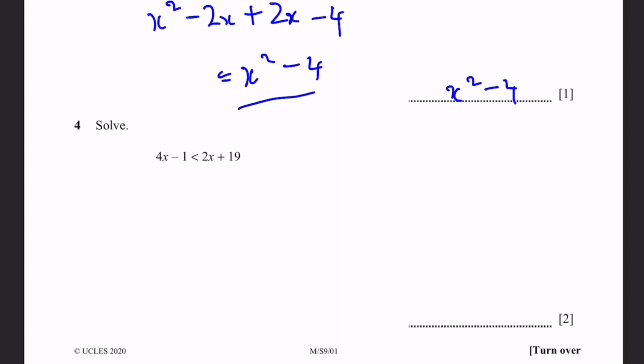Question 4. Solve 4x minus 1 less than 2x plus 19. Bring the x's to one side. That'll be 2x is less than 20. x is less than 10.